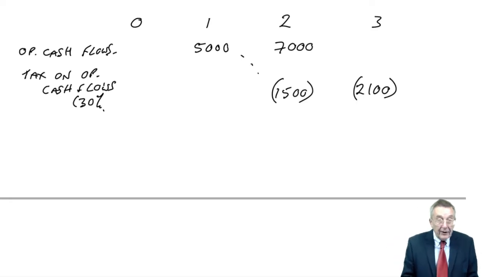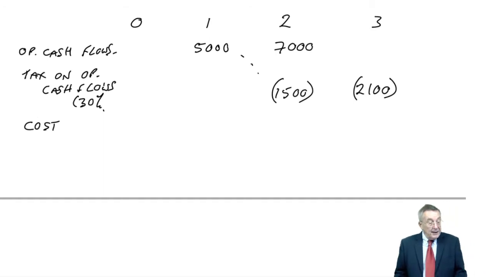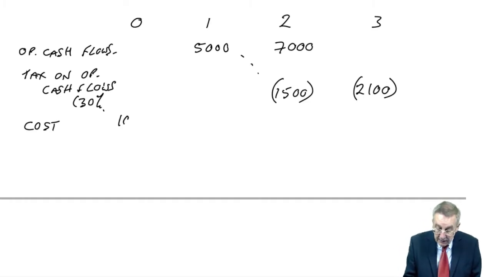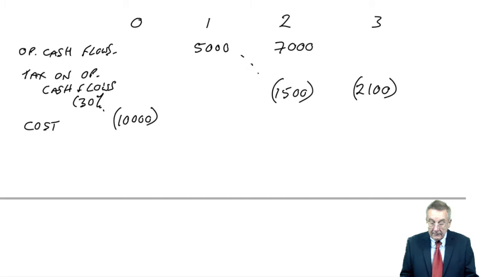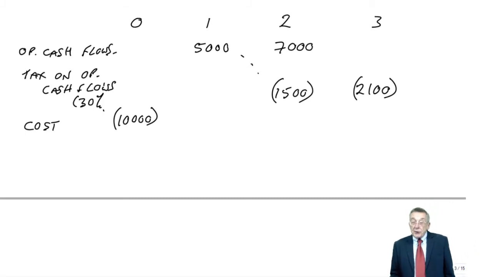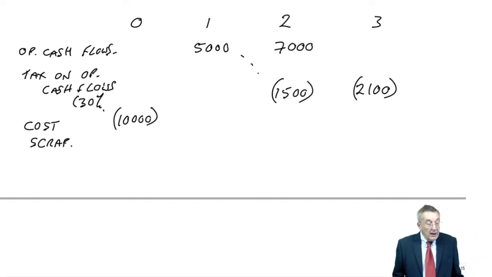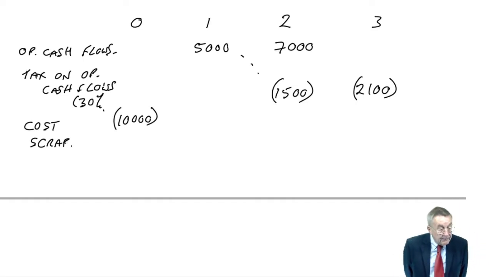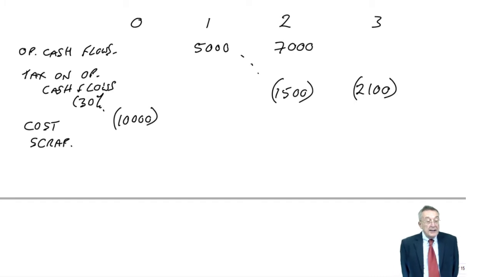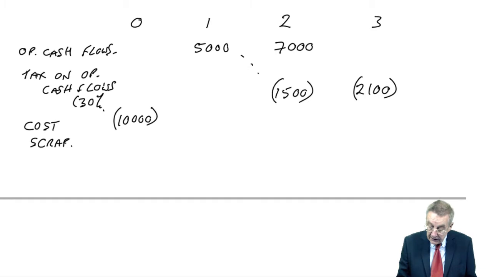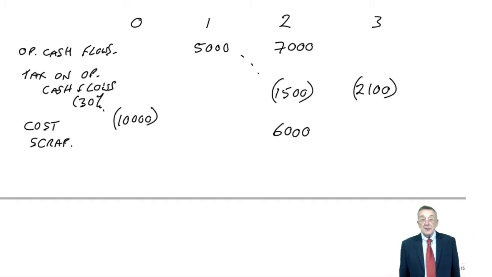Next, look at the capital flows. And by the capital flows, the original cost. Now the cost here, second line of the question is 10,000. That's payable immediately. And any scrap proceeds. Are there any? Yes. 4 or 5 lines from the top. We intend to sell the machine at the end of the second year for 6,000. So in 2 years' time, a cash inflow of 6,000.